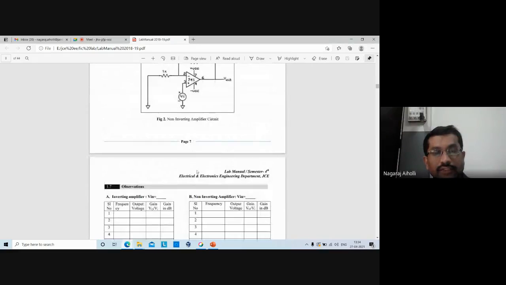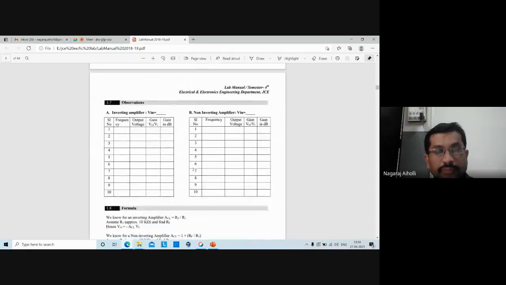Now what are we supposed to do in this particular experiment? In this experiment, we are varying the frequency while keeping the input voltage constant at around 2 volts peak to peak. You know how to get the frequency plot, is it not?